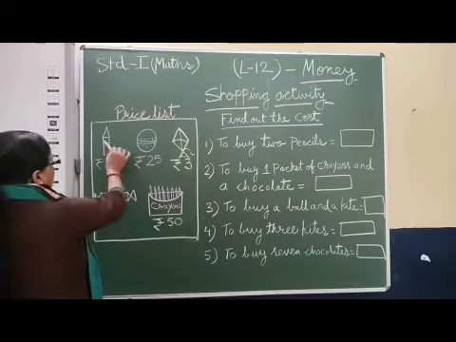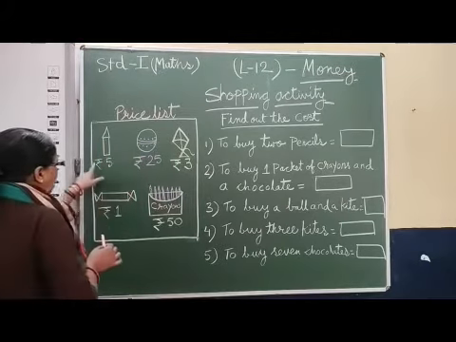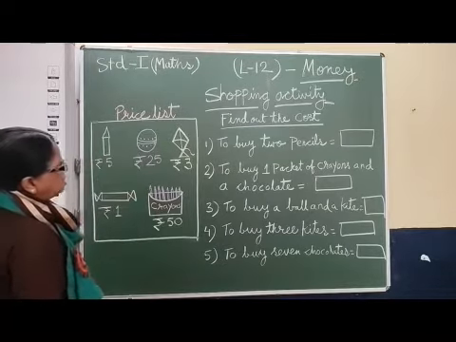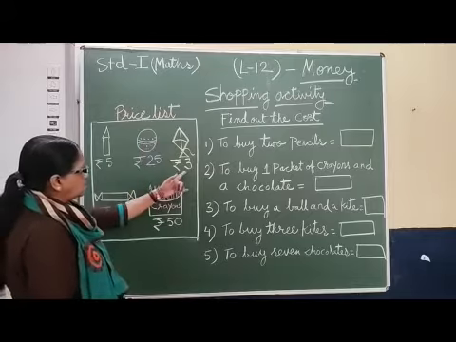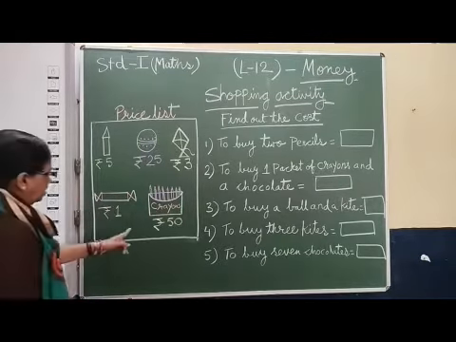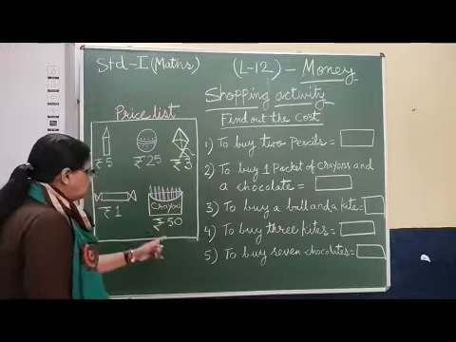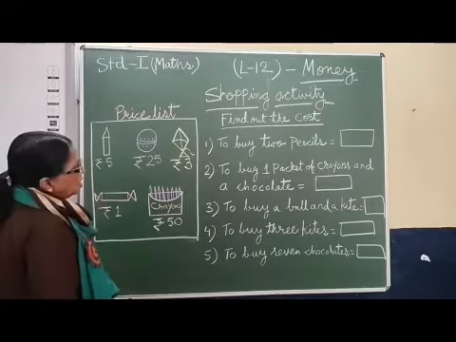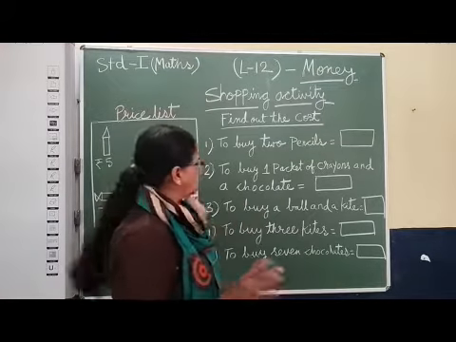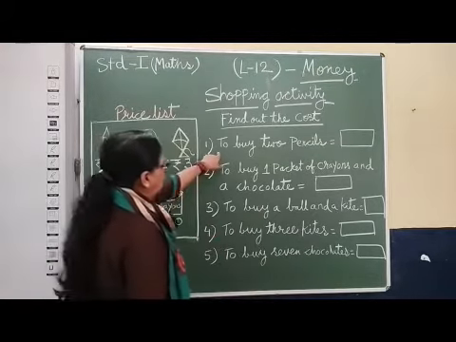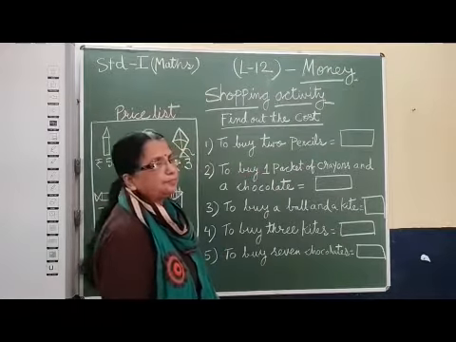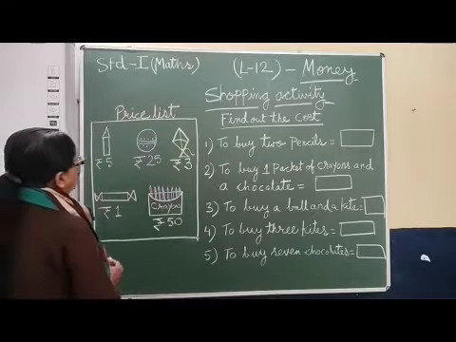What is that? A pencil costs ₹5. This is the rupee symbol. A ball costs ₹25. A kite costs ₹3. One chocolate costs ₹1 only, and one crayon box costs ₹50. So suppose you have gone to that shop and you want to buy. Find out the cost to buy two pencils. Then what will you do?